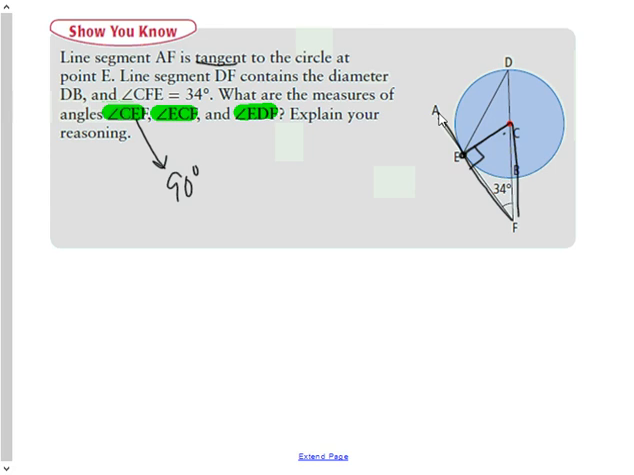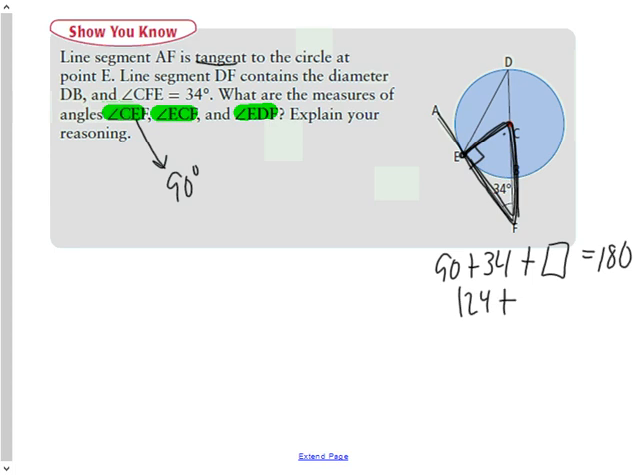Well, since it's a triangle, this is now a triangle right here that I know two of the angles. I know one of them is 90 and one of them is 34. The remainder of it has to be the rest of the sum of 180. So 90 and 34 is 124, and 124 plus 56 equals 180, and therefore this angle must be 56 degrees.